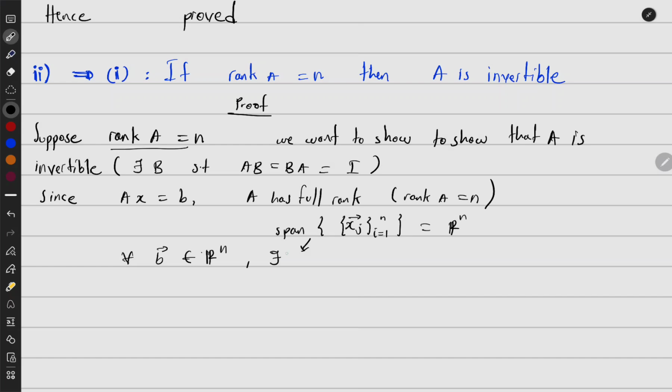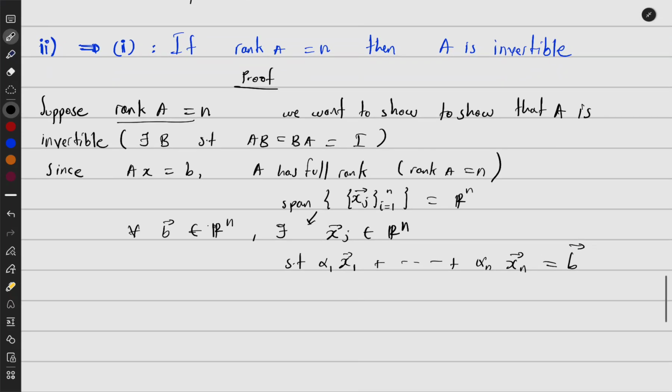for all vectors B in Rn, they can be written as a linear combination. There exist xj, which are columns in Rn, such that there are some alphas, let's say alpha 1 x1 up to alpha n xn, which will give you that vector B.